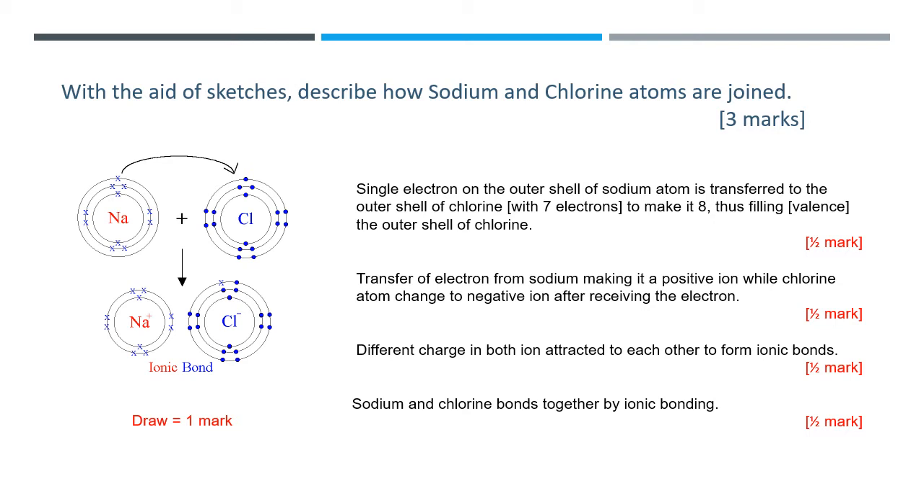Thus, it will fill the valence or outer shell of the chloride. By transferring the electron from sodium, natrium becomes positive, and by receiving an electron from natrium, chloride becomes negative. The different charges in both ions attract each other and form ionic bonding. Thus, this proves that sodium and chloride are bound together by ionic bonding.